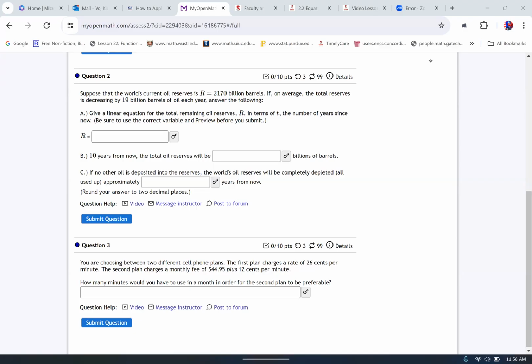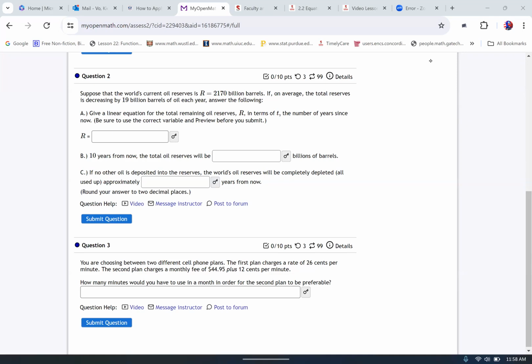the following. Part A, give a linear equation for the total remaining oil reserve R in terms of T, where T represents the number of years from now. Be sure to use a correct variable and review before you submit.